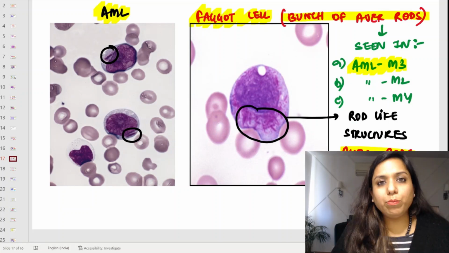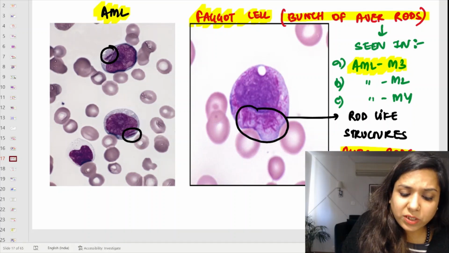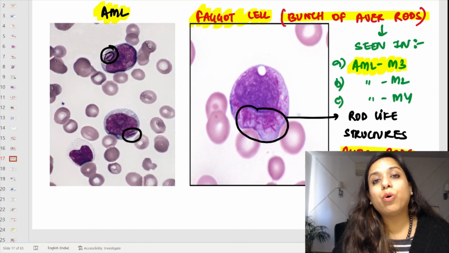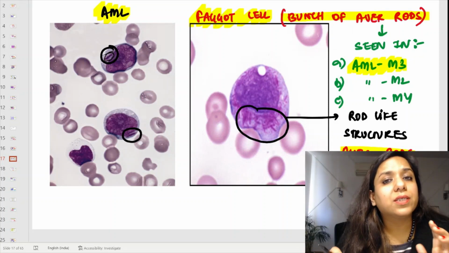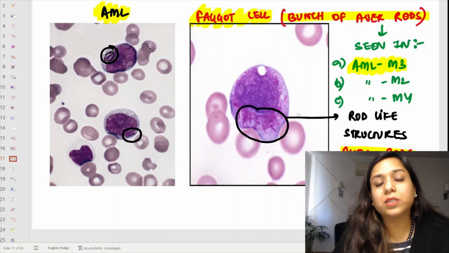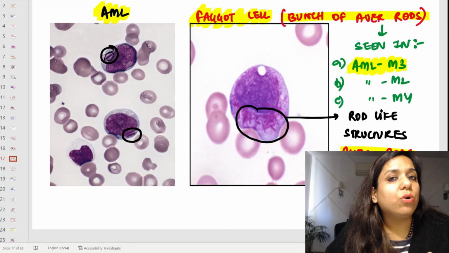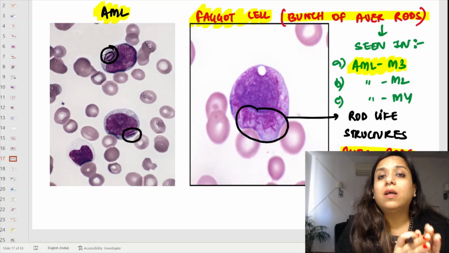If I go into more detail, students, a very important image which can be asked is this, in which can you see a rod-like structure in the cytoplasm? This is actually an Auer rod. So students, if I see an Auer rod in the cytoplasm of a blast, we definitely think that this is a myeloblast. Auer rods are never seen in a lymphoblast. So the answer is going to be, this is a myeloblast.